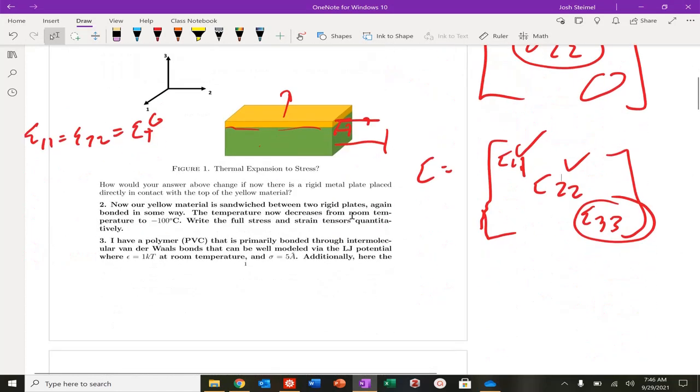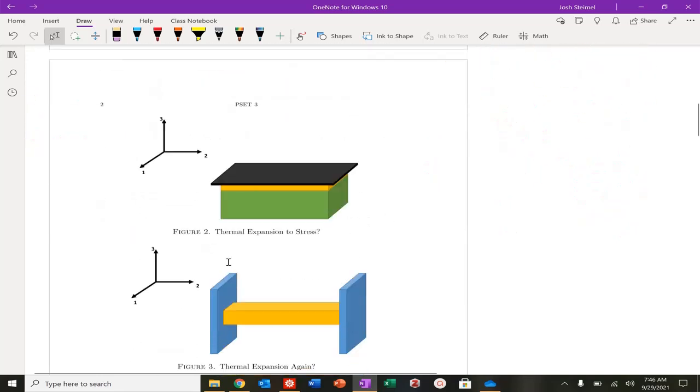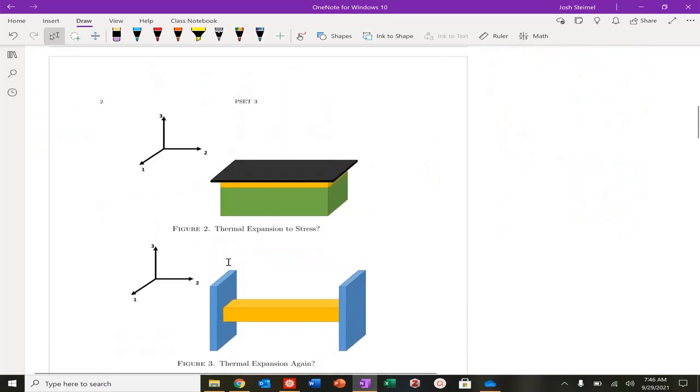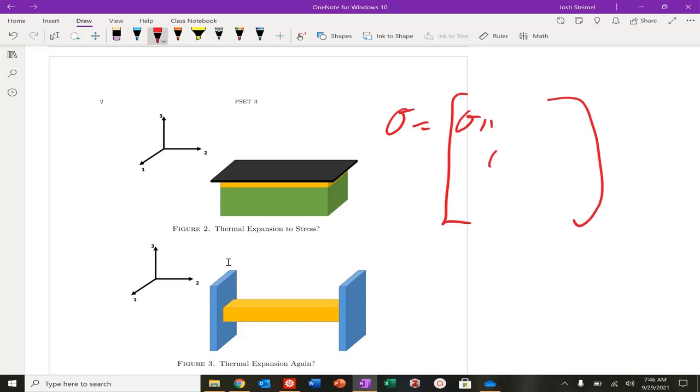Except for, how would your answer above change if now there's a rigid metal plate directly in contact with the top of the yellow material? So if we look at our stress tensor here, it's exactly the same. So we're still going to have stress in the 1-1, stress in the 2-2, and we may have now a stress in the 3-3. Actually, if we look at our material, again we still have strain in the 1-1, strain in the 2-2.